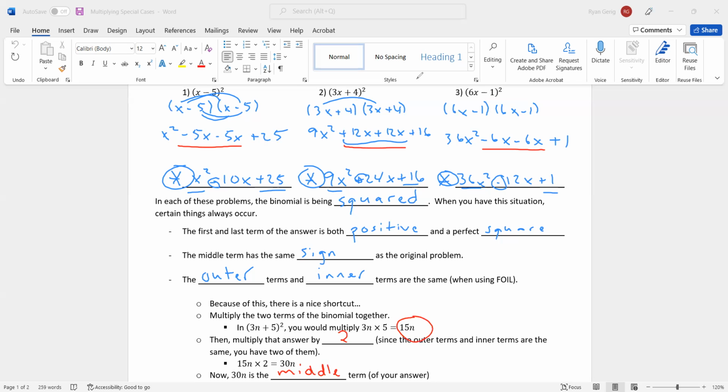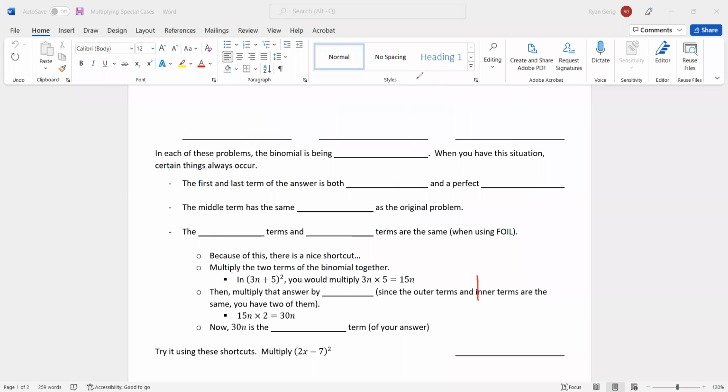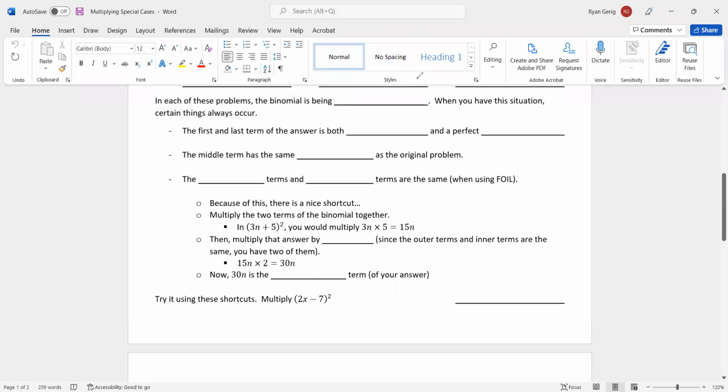Don't even have to really FOIL here. Okay, I'm going to clear everything. Actually, no, just want to make sure. Yeah, I'll go ahead and clear everything. And we'll try using the shortcuts on the last problem here, on the last problem in the front.